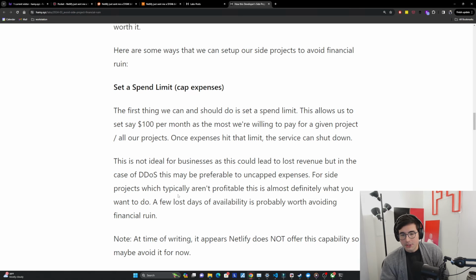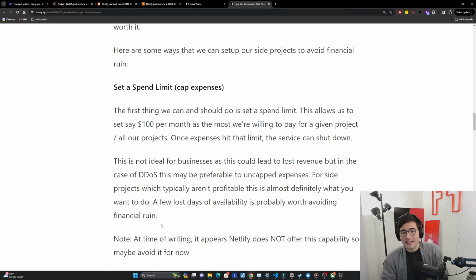And so for side projects, which typically aren't profitable, this is basically what you want to do for everything. You're not getting any upside. It's clear that if this happens, this is out of bounds for what it's worth it for you. You don't want to spend more than $100 per month, so set the limit. A few lost days of availability is probably worth avoiding financial ruin because it's just not worth it.